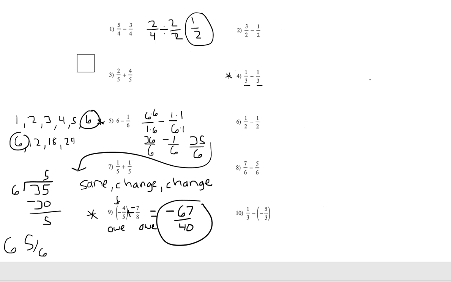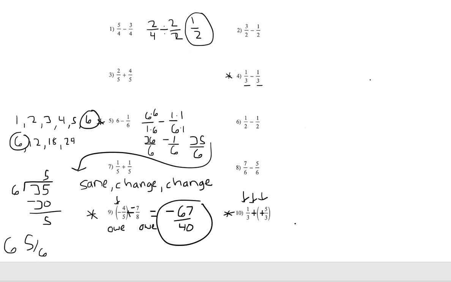Okay, so I just cleared us off some space. Now we are going to do number 10. Number 10 is another subtraction of integers or rational numbers problem. So we're going to do same, change, change. Whenever we have a subtraction problem, we are always going to change it to addition. So 1/3 stays the same, the subtraction becomes addition, and the negative number becomes a positive number.